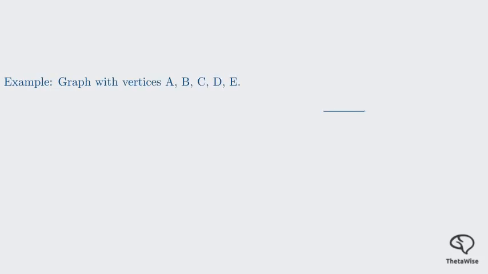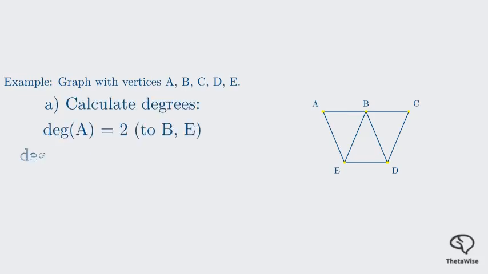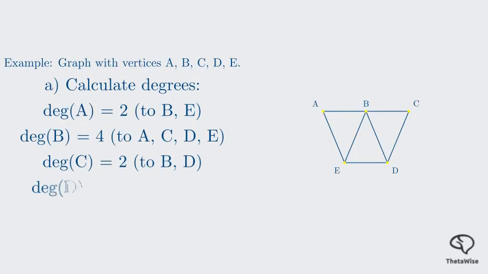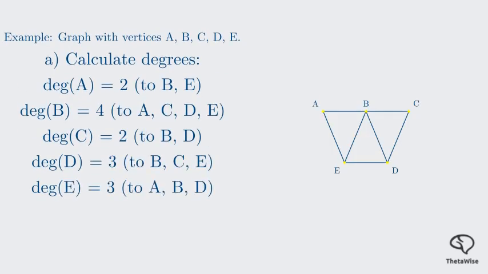Consider the graph shown here. We need to determine if it is semi-Eulerian, and if so, find a trail. The first step is to calculate the degree of each vertex. Looking at the graph, the degree of A is 2, the degree of B is 4, the degree of C is 2, the degree of D is 2, and the degree of E is 4.